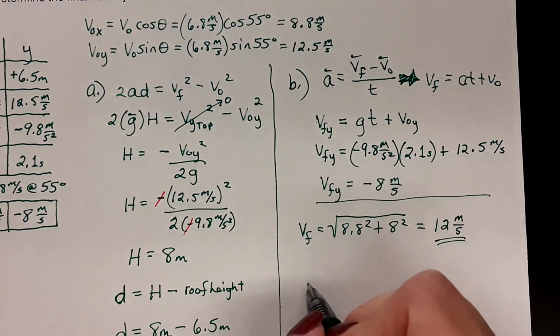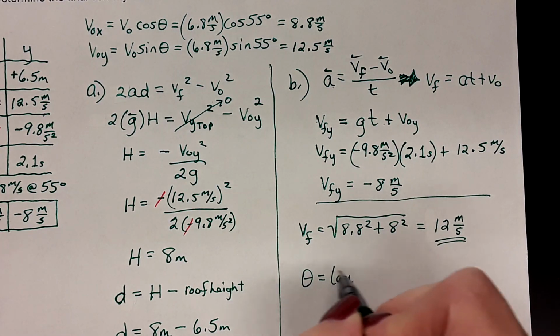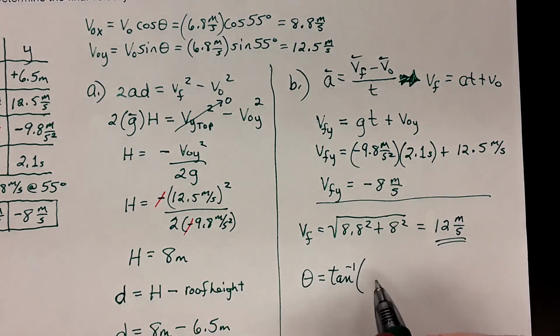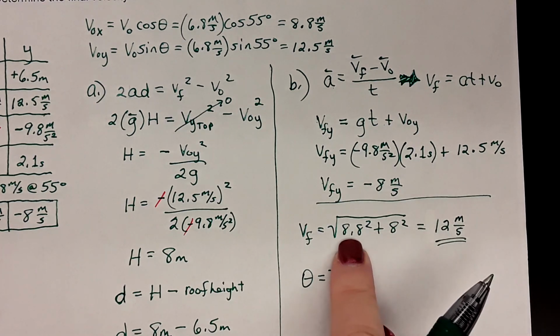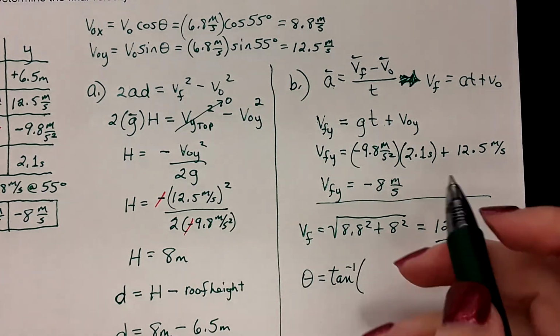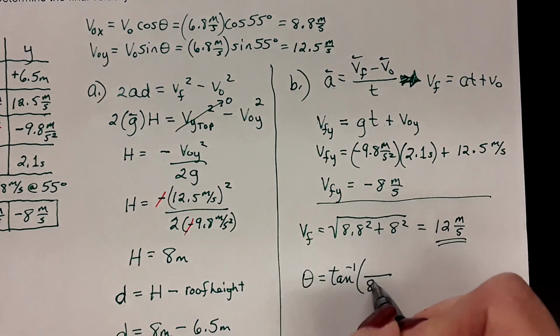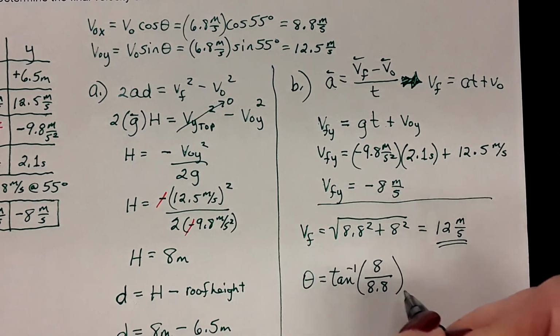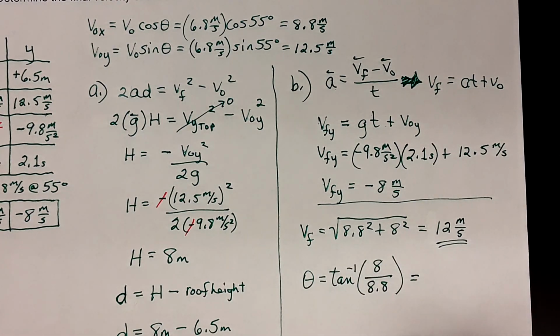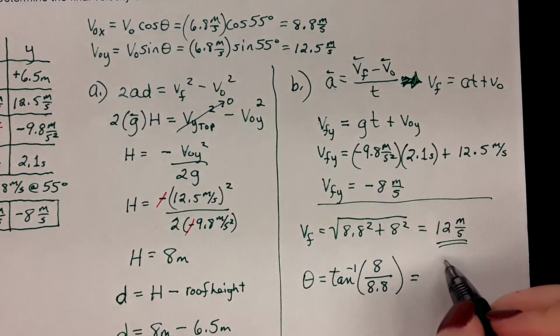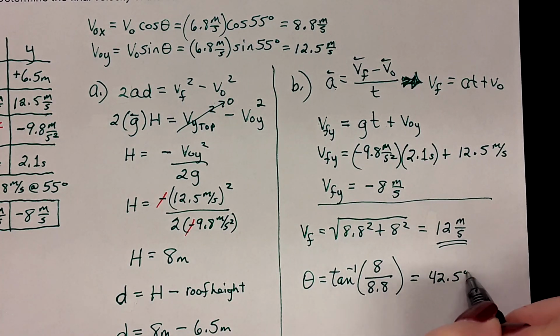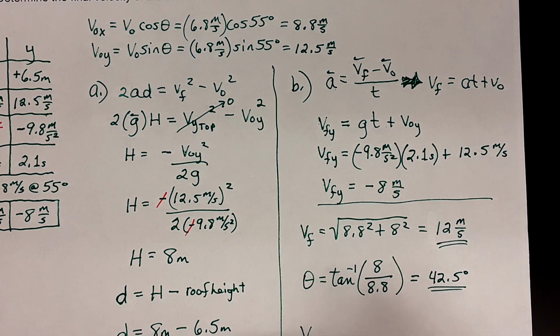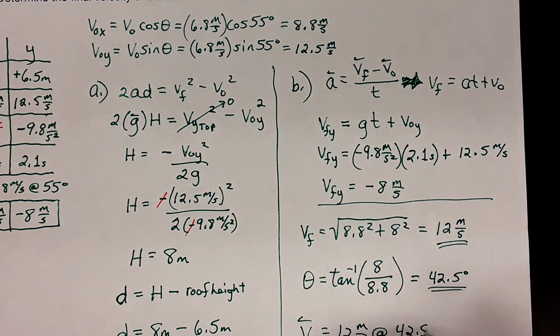Now we need to get the direction. So we're going to take the inverse tangent of the tangent ratio. Since the horizontal leg is always adjacent to the angle, then we're going to put that on the bottom. Opposite over adjacent. So opposite is the vertical, adjacent's the horizontal. And if you stick that in your calculator, make sure you're in degrees, you should get about 42.5 degrees. So now our final velocity is 12 meters per second at 42.5 degrees above ground.